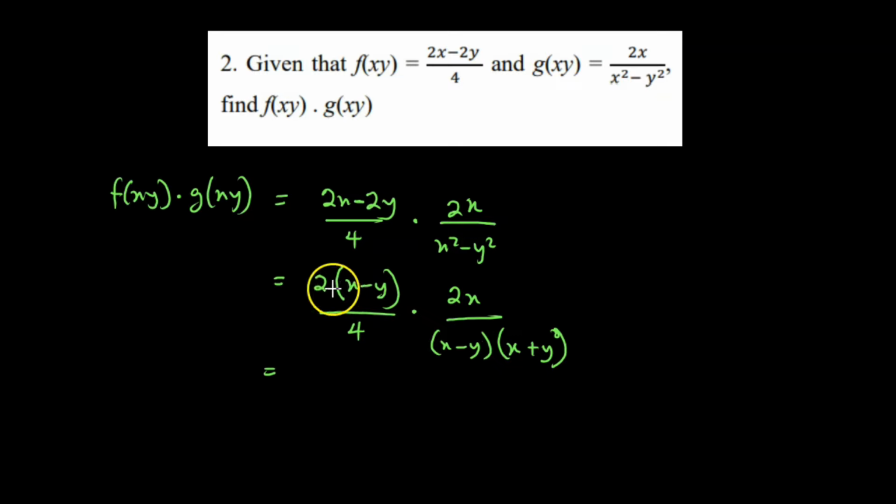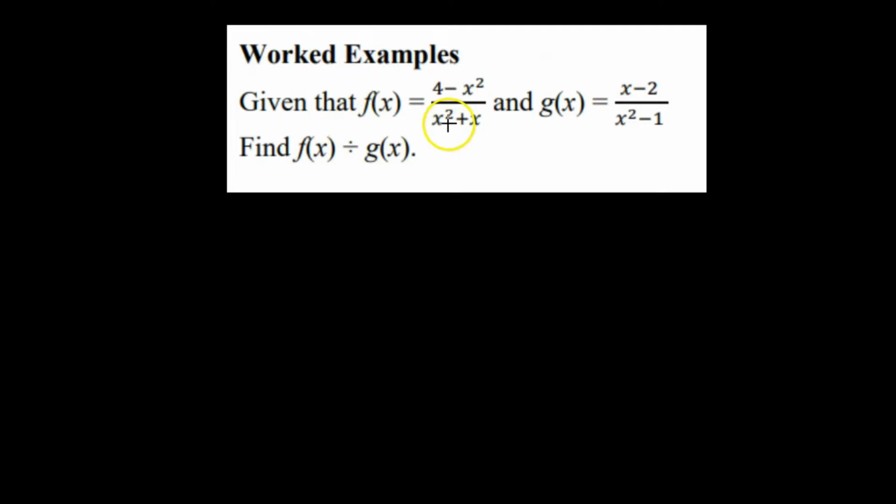So at the end of the day, at the numerator, we have 1 and then times x. So we are left with x divided by, we have 1 at the denominator here. So we are going to end up getting x plus y times 1, which will give us x plus y. So finally, when we multiply f of xy by g of xy, we end up getting x all divided by x plus y. So that is it. Moving on, we have another example here.